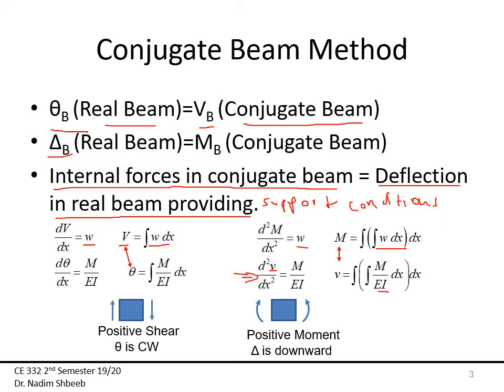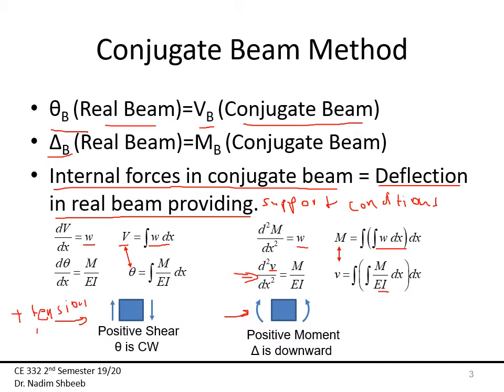So if I have a positive shear, then my theta rotation is clockwise. If I have a positive moment, then delta is assumed to be downward. Again, this is because I'm drawing on the tension side. Okay, my positive is, let me write this, tension side.